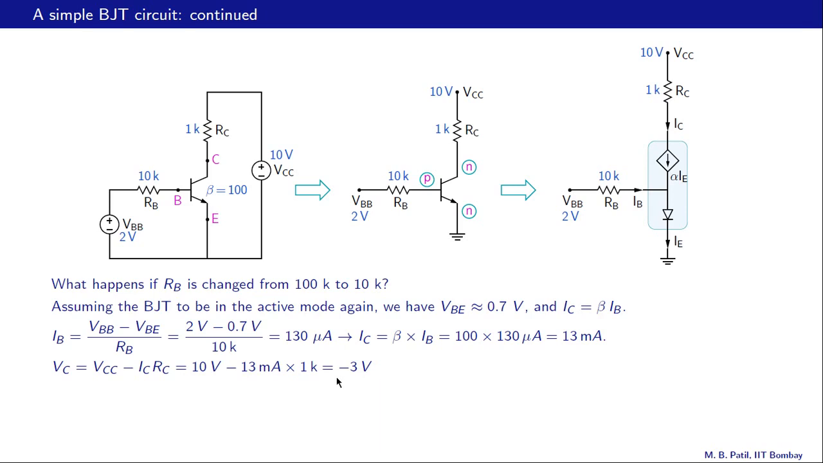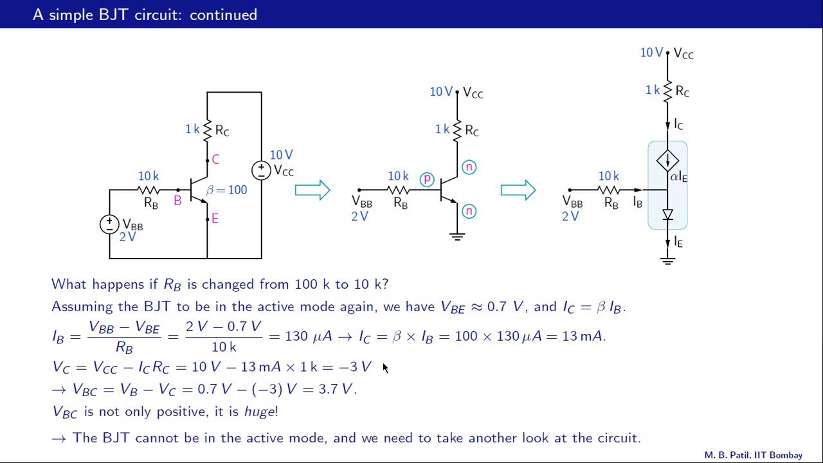Does this make sense? Let us see. What is VBC then? VB minus VC. VB is 0.7 volts because we have assumed this diode to be conducting. And VC, as we just found out, is minus 3 volts. So VB minus VC is 0.7 minus minus 3, or 3.7 volts. So this junction is now under forward bias, which is of course not the condition we require for the active mode.